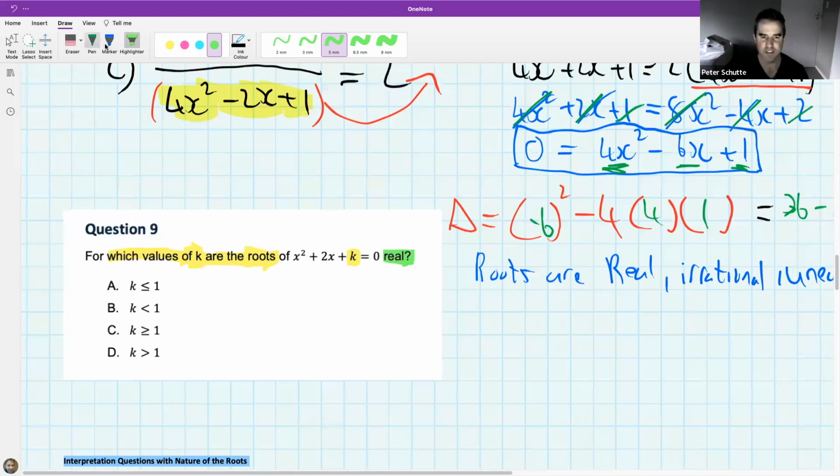Okay, now here's the thing. For real, let's talk about delta. For the equation to have real roots, what does delta have to be? Like if delta is -3, are the roots real?